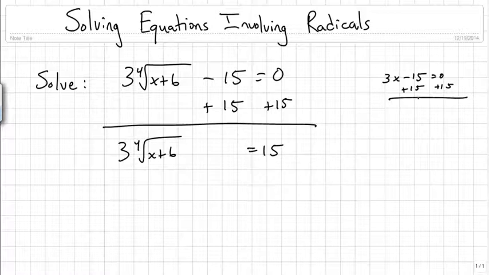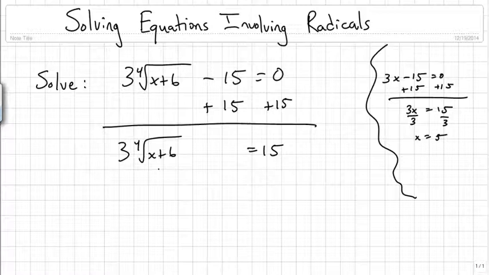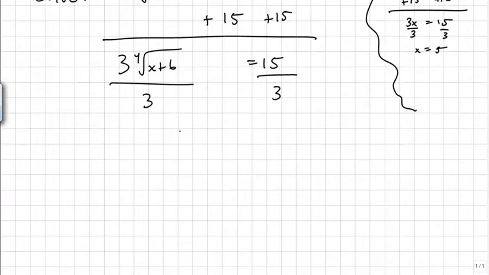So over here, looking at our simpler problem, so again, this is just to help us do this problem. It's not part of the problem. I'll be left with 3x equals 15. To solve for x in this problem, I would divide both sides by 3, and that's exactly the same thing I'm going to do here. Divide by 3. And then I end up with the fourth root of x plus 6 equals 5.